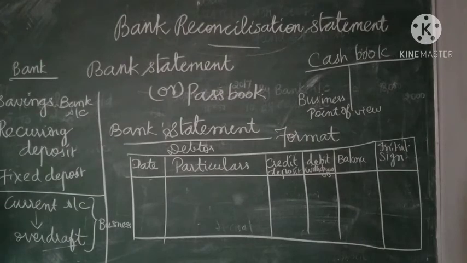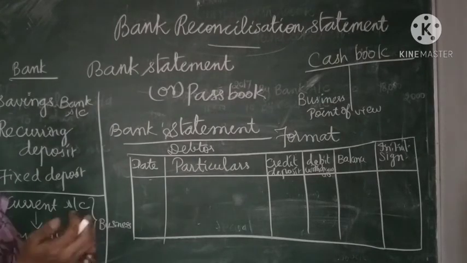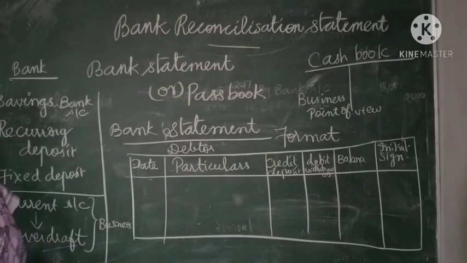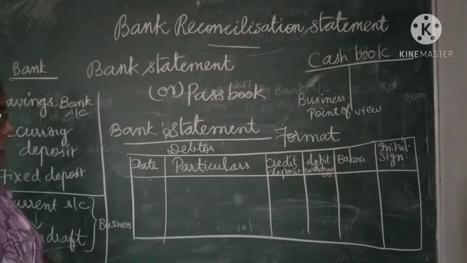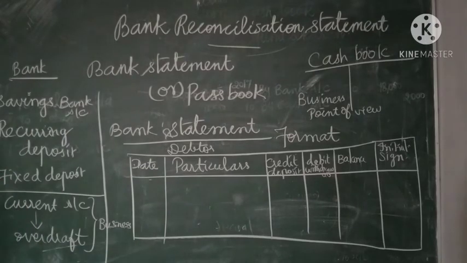Similarly, when the money is withdrawn or taken out of the bank by the business, the customer's account is debited. Withdrawing the money from the bank means which account is debited? Customer's account is debited. I will tell you an example.